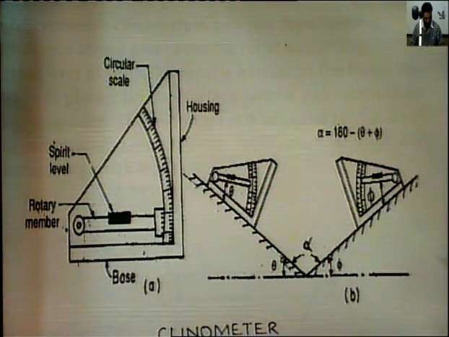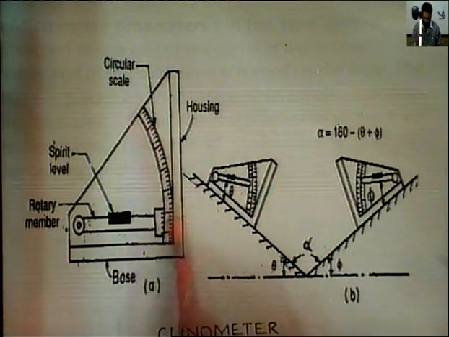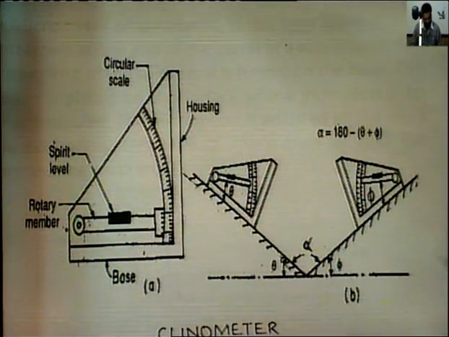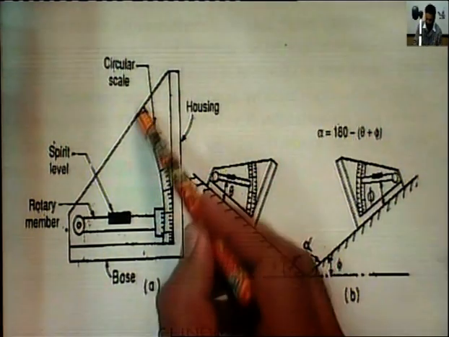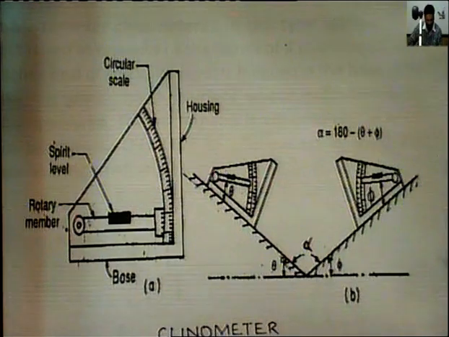The angle of the rotary member relative to the base can be measured by a circular scale. So with the circular scale we can check the angle. The scale may cover the whole circle or only a part of the circle.